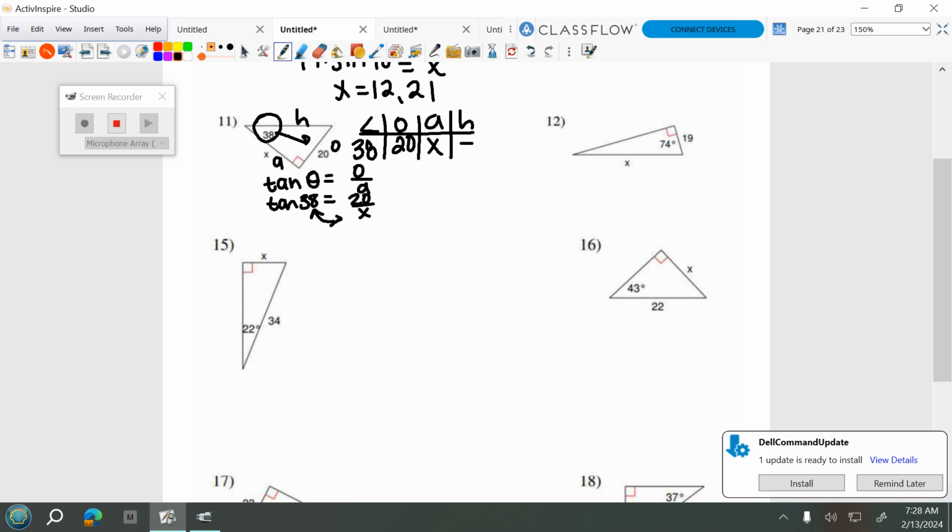Switch. So I'm going to highlight those. These two are going to switch. We have x equals 20 over tan 38 degrees. And remember, press alpha y equals to figure that out. Alpha y equals for that fraction in your calculator. You get 25.60.